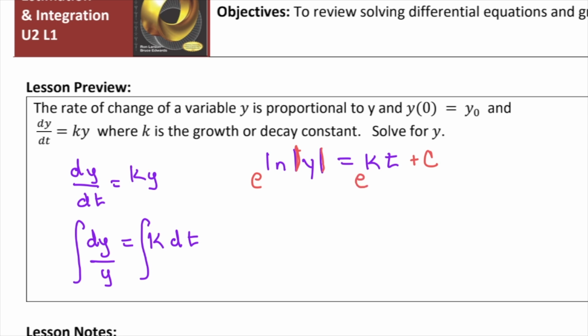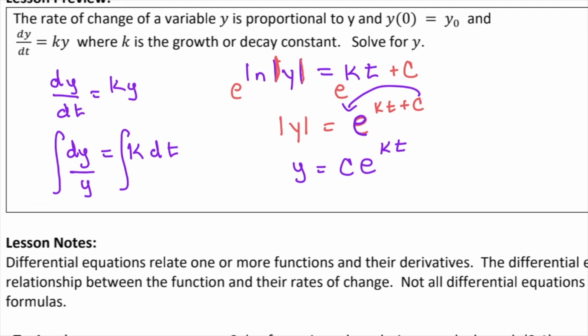rewrite each as an exponential function, and we get the absolute value of y is equal to e to the kt plus c. Now, once we use our rules that deal with exponential functions, let's drop that c down in front, and we can write y equals c e to the kt. You might ask yourself, where did the absolute value go? But we know that an absolute value means that you could have a positive or a negative. And since c has not been defined yet, c takes on the value of either a positive or a negative.